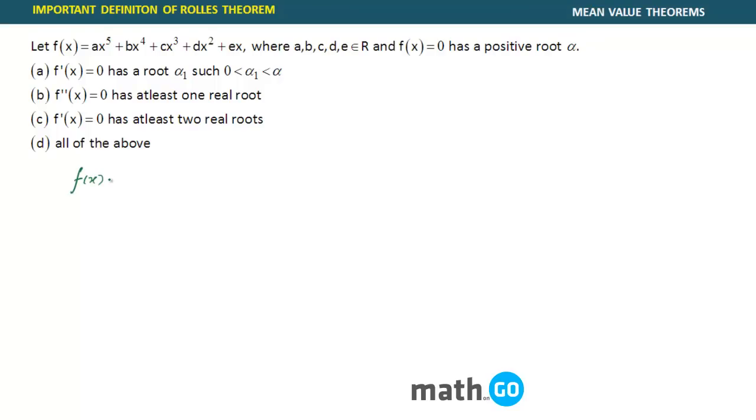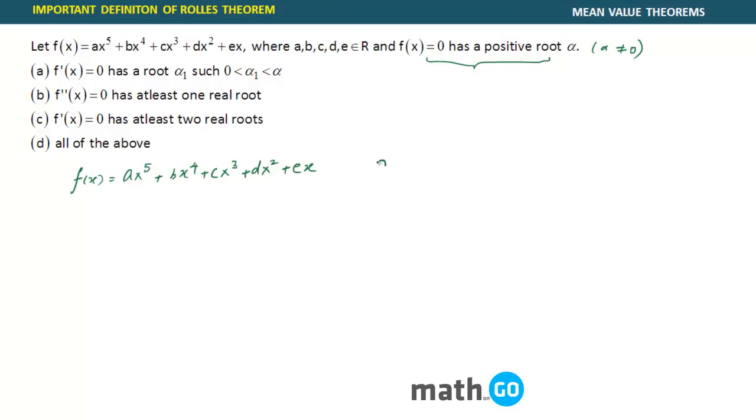So now fx is given to be ax^5 plus bx^4 plus cx^3 plus dx^2 plus ex. This is now given to you, where a, b, c and d are real numbers, and fx equal to 0 has a positive root. This is given that fx equal to 0 has a positive root alpha. And this was also given that alpha is not equal to 0. Let's see in this question.